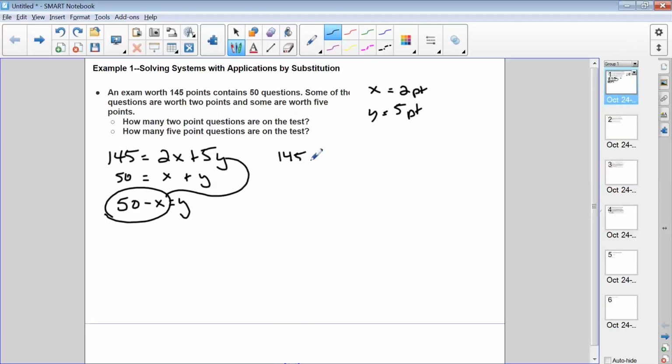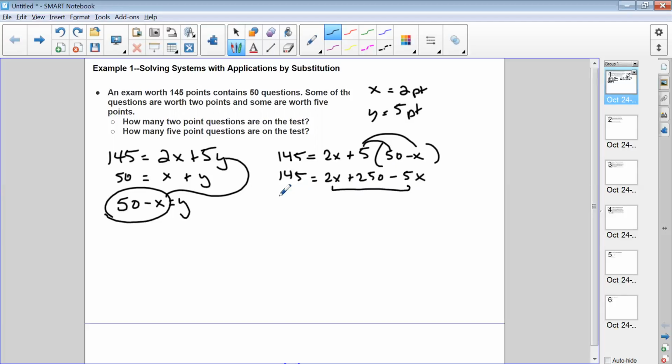So I've got 145 equals 2x plus 5 times 50 minus x. So I'm going to distribute. Now that I'm into one variable of x, I'm going to solve this equation for x and then substitute back in to find y. So I've got 145 equals 2x plus 250 minus 5x. Go ahead and combine these two, and I get 145 equals negative 3x plus 250.